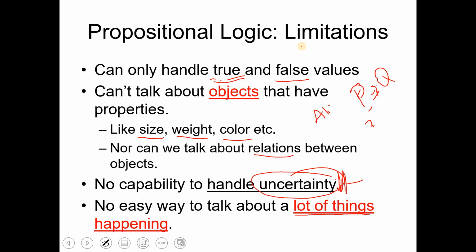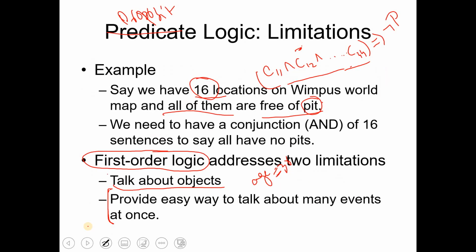It has 4 bad points, you can say. It can only handle true or false. It cannot talk about objects. It has nothing to explain uncertainty or stochastic behavior, and you cannot talk about many things at the same time. Out of these 4 drawbacks, only 2 of them are resolved by first order logic. With first order logic, you can talk about objects, and you can talk about many events or many things at the same time.